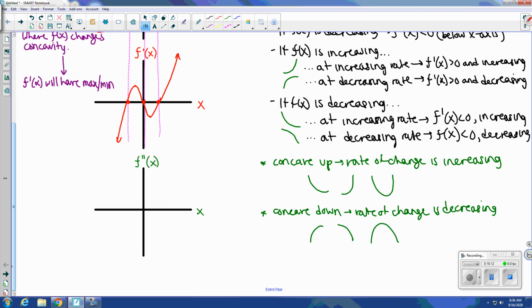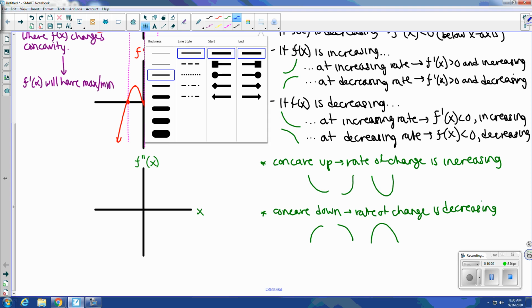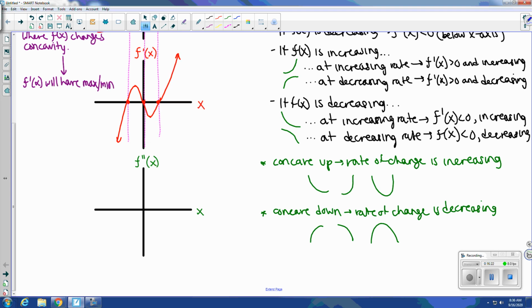Now, let's say we have f prime, we want to jump to f double prime. Same procedure. Let's figure out where our horizontal tangents are. So f double prime is the derivative of f prime. So it works the same way. We have a max, we have a min, so that tells me where my zeros are.